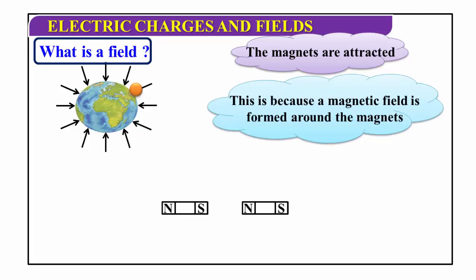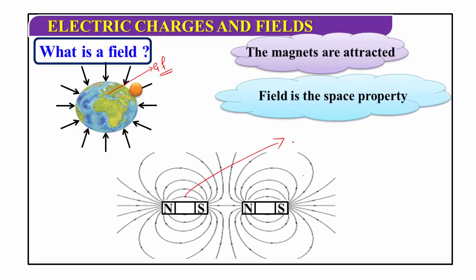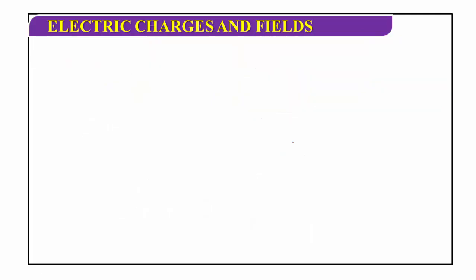Here the magnetic field is formed around the magnet, and in the first case, in this region, the gravitational field is formed. In this region, the magnetic field is formed. Like that, the electric field is a space property. Field means kshetra, we call it in Kannada. It is the space property.